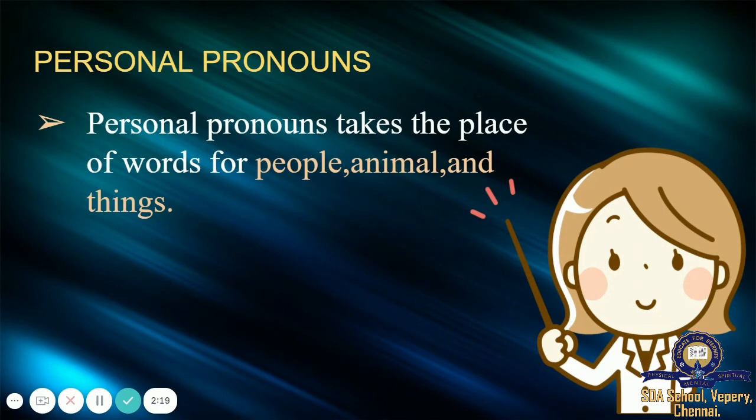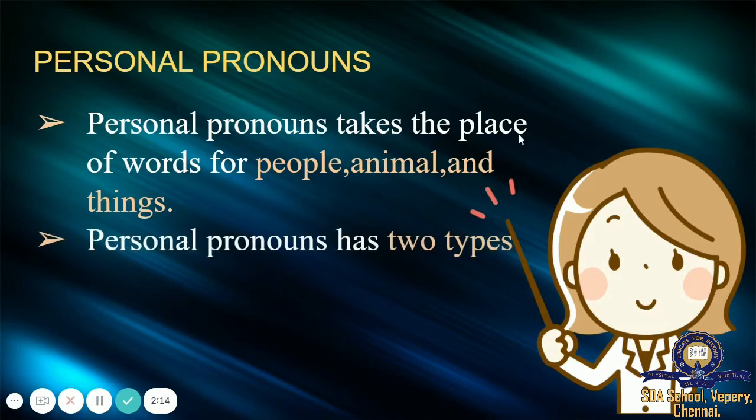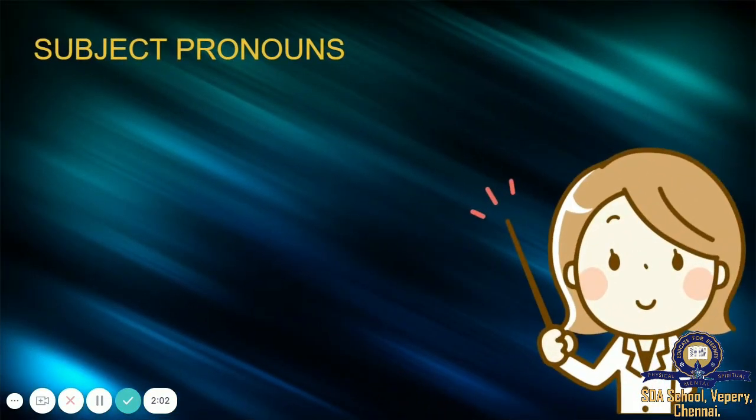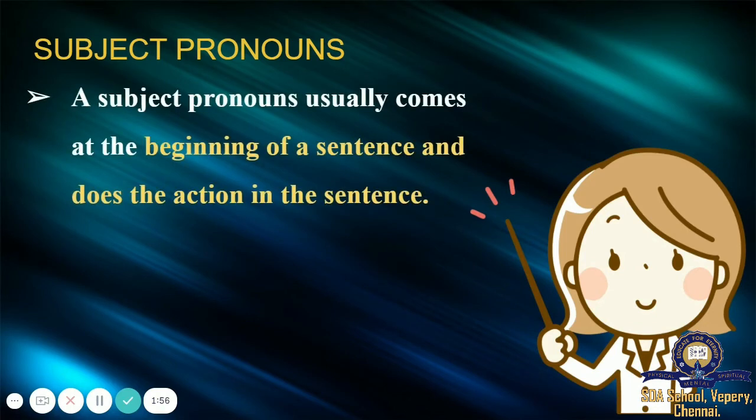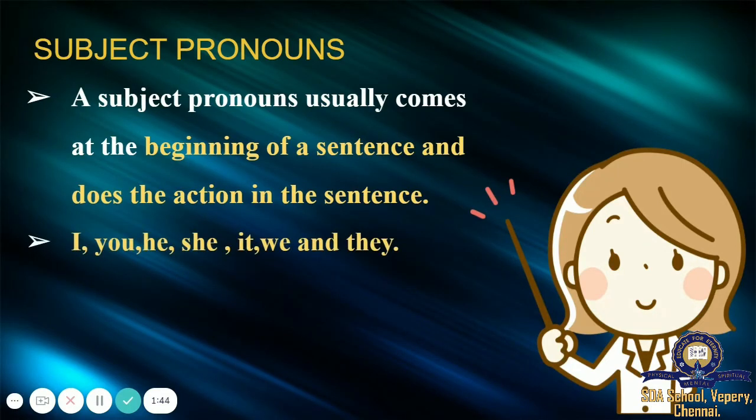Personal pronouns take the place of words for people, animal and things. Personal pronouns have two types: subject pronouns and object pronouns. Let us see about subject pronouns. A subject pronoun usually comes at the beginning of a sentence and does the action in the sentence. I, you, he, she, it, we, and they are subject pronouns.